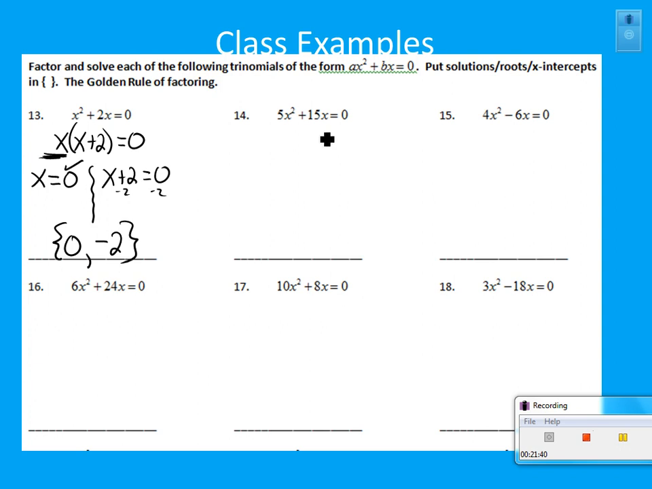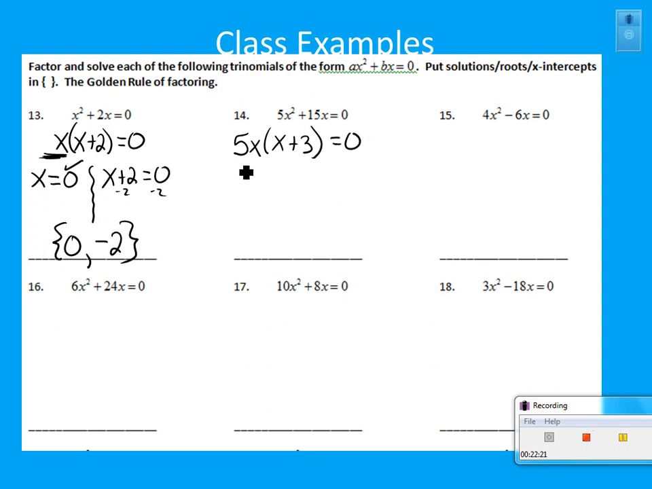Here goes your next one. I got 5x squared plus 15x. Look at the 5 and the 15. Anything in common? There's a 5 in common and an x. A 5 and an x. And then what's left is an x plus 3. Because if I distribute this, I would get back to 5x squared plus 15x.